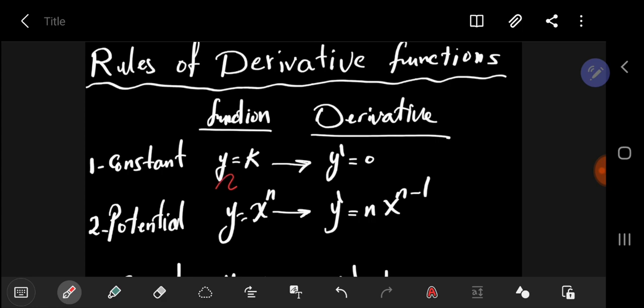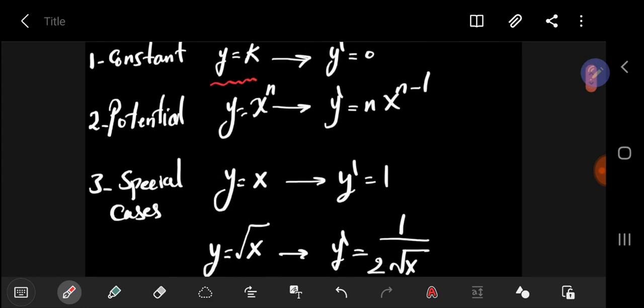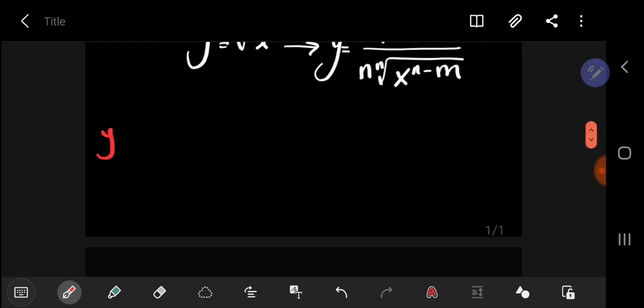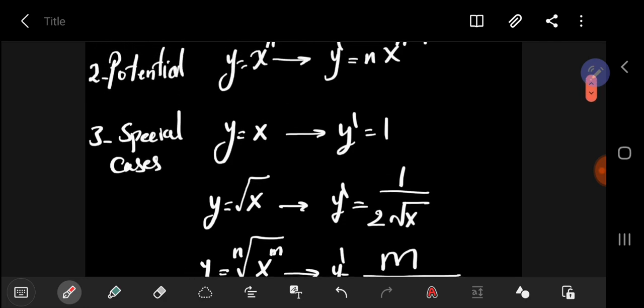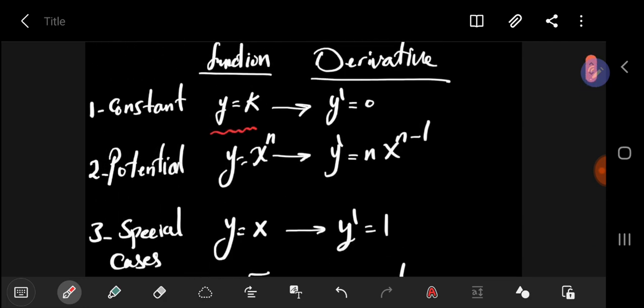If I have a function y equal to k, if y equals a constant, for example y equal to 3, and I want to take its derivative, the derivative of the function will be 0, always 0. If I have a constant, the derivative of the constant will be 0. This is the first rule.